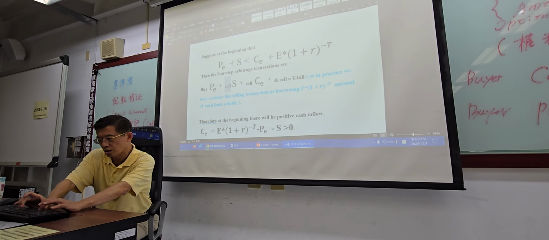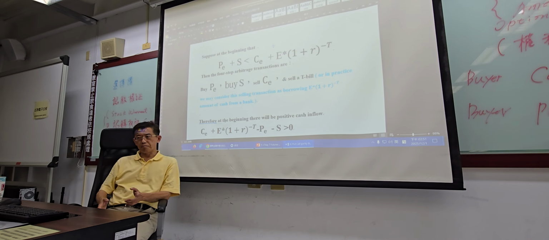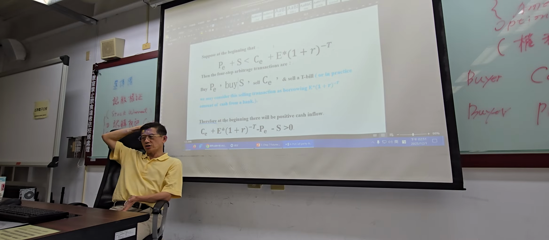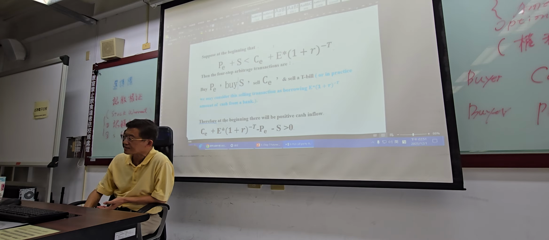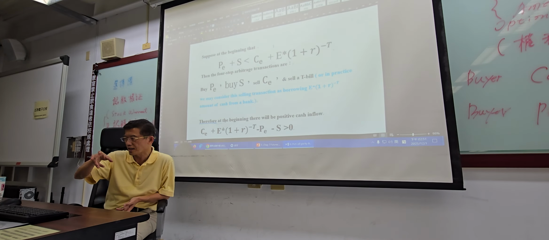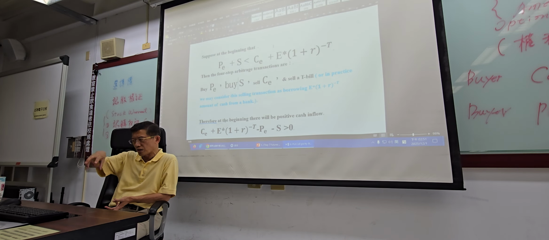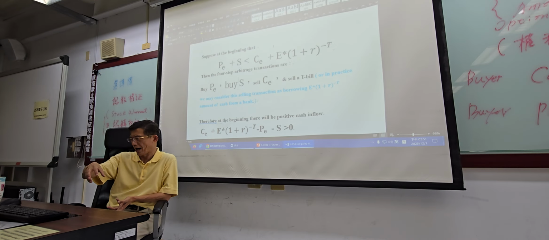这个讲义打错了哦，大家改一下哦。这里是 buy，好不好？Buy P sub E and buy S, and sell the right side, which is sell C and sell treasury bill, okay? And selling the treasury bill, in practice, we may consider this transaction as borrowing capital E times 1 plus R to the power of minus T amount of cash from a bank, right?